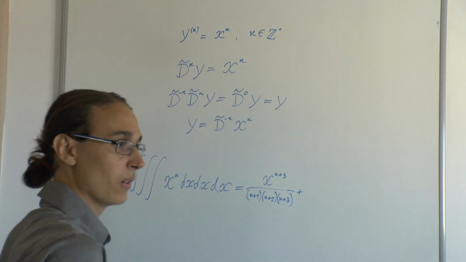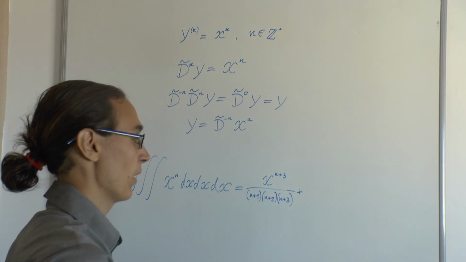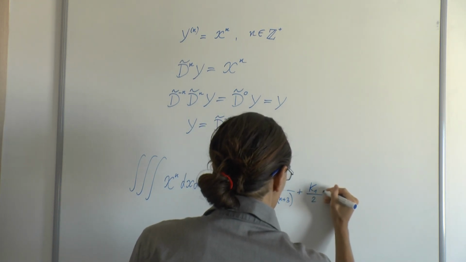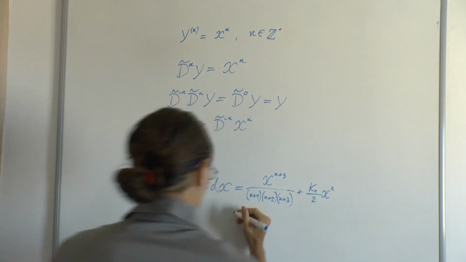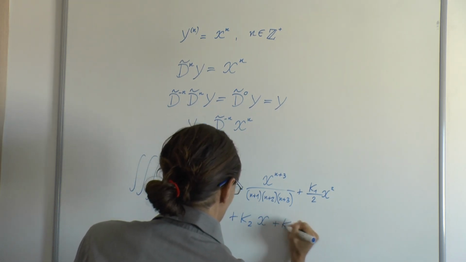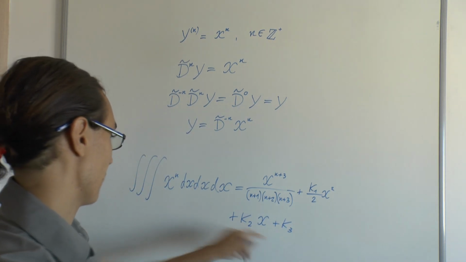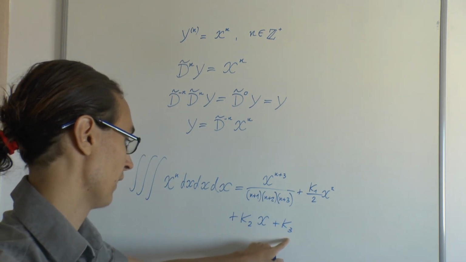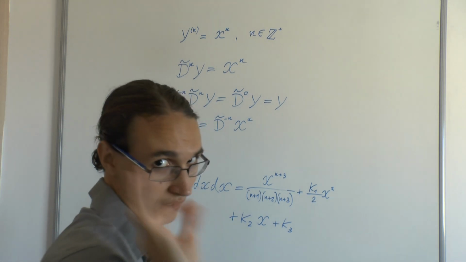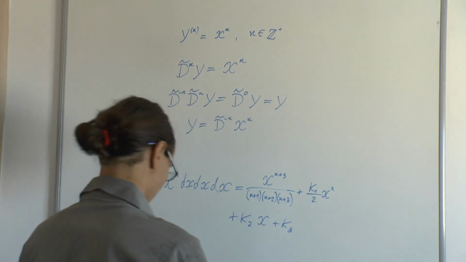Plus, now we're integrating the k1 x term. So we'll have k1 over 2 x squared plus k2 x plus k3. So we'll have a 3 here. When we integrate 3 times, the last constant will have an index of 3. Yeah, cool.